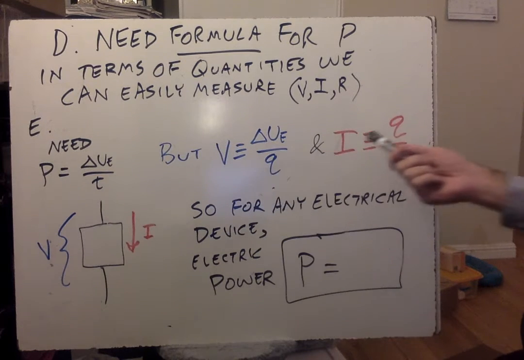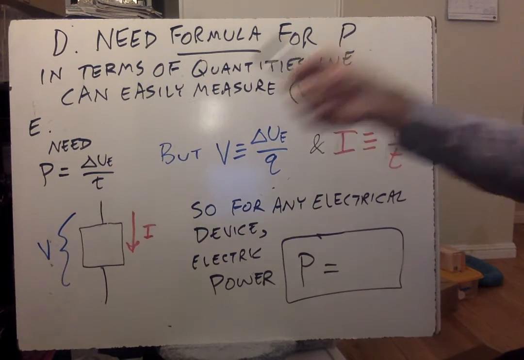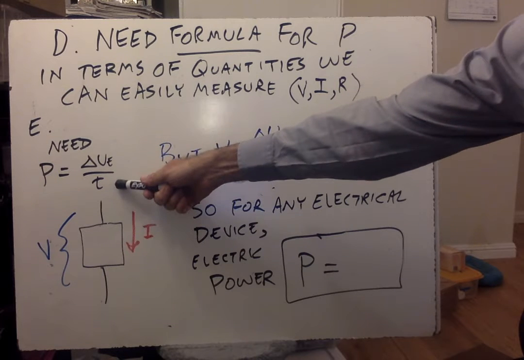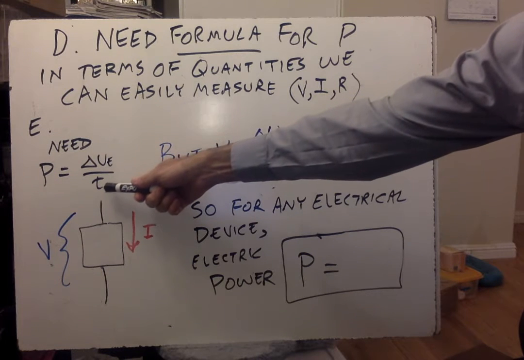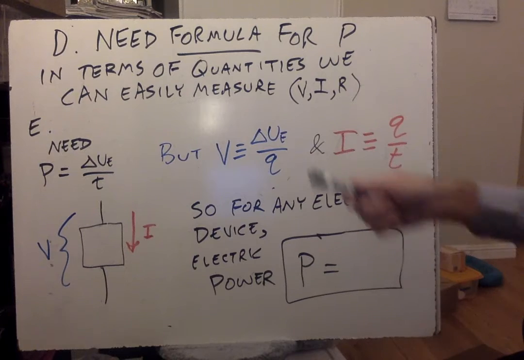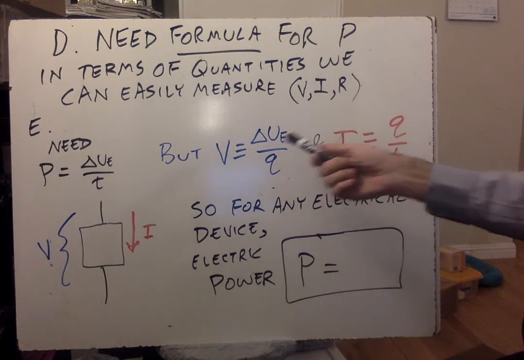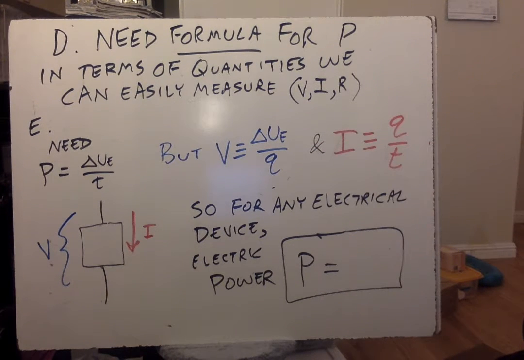Okay? It's a very simple formula to come up with, because look at what we need. We need delta UE over t, change in electrical energy per unit time. And this is what we already have, these two quantities that we defined at the beginning of the chapter.